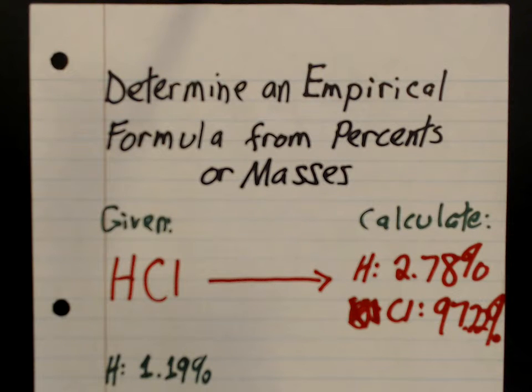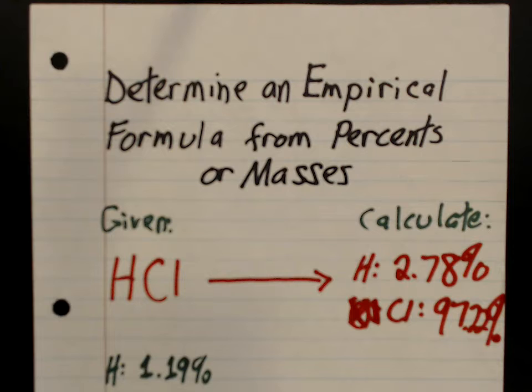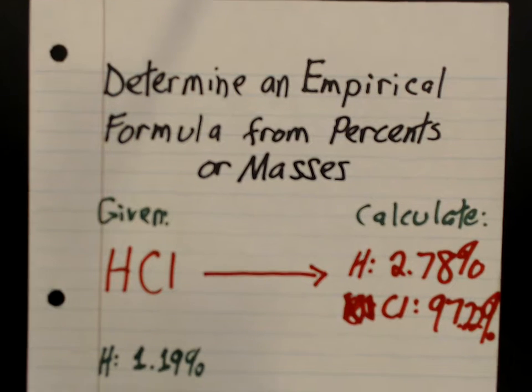Hello, everybody. It's time now to learn how to determine an empirical formula from percents or masses. That's right. What the heck is an empirical formula? I don't think I need to define that right now. Maybe that'll come up later. What I want to do is get into the process of how to do this because it is somewhat complicated. You'll probably find this to be the most challenging thing that I've taught you so far. So hold on to your hats and get ready to go.